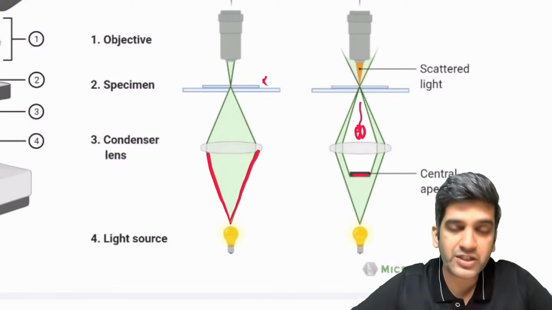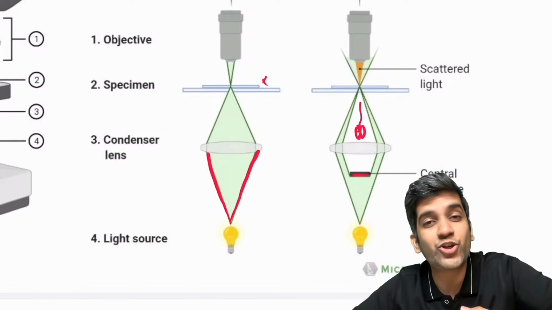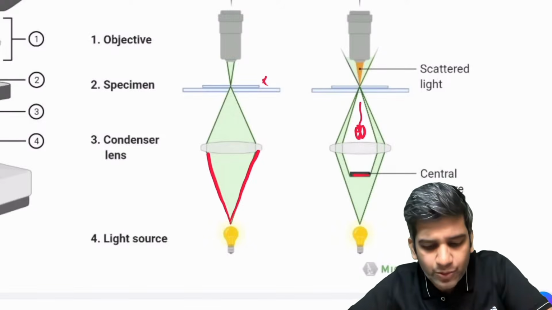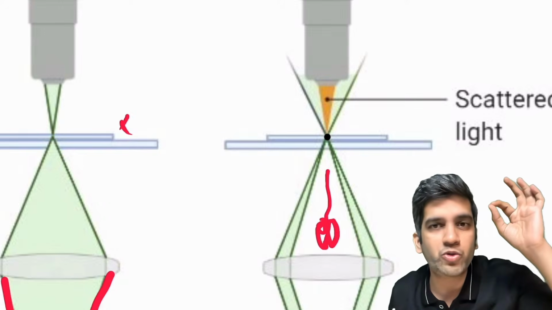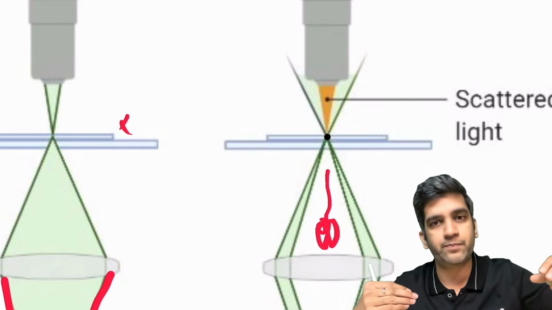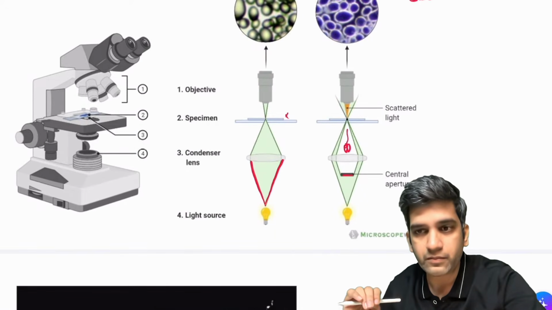If it is not going to the objective, what will happen? I won't have them in the eyepiece. So the bright light is not coming into the eyepiece. It'll just hit at one narrow point, and if I focus, that point alone will be bright. Rest everything, the background, will be black. That's the concept behind dark field microscopy. Do you guys understand? Okay.